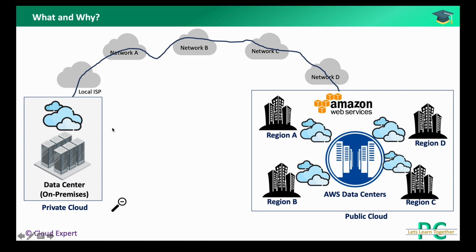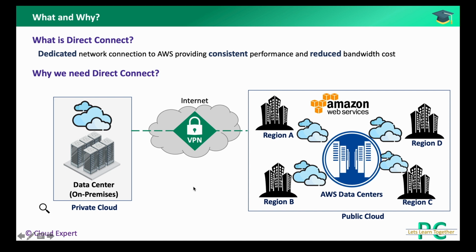Now, if you are heavily dependent on that VPN connection for transferring a huge amount of data, let's say you want to transfer data in terabytes every day, in that case obviously VPN is not a feasible solution, because internet speed, number of hops, internet bandwidth, everything will come into the picture and will affect your performance. So what is the alternative? The alternative is Direct Connect.